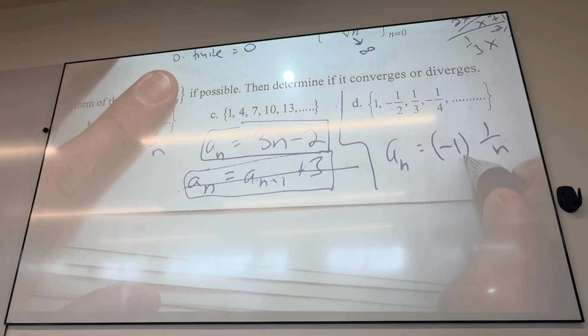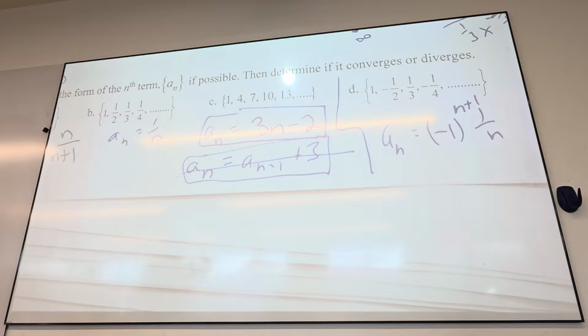Okay, does everybody see that? Whenever you see the signs change, you're going to have a negative 1 to the n, or a negative 1 to the n plus 1, or n minus 1. It's up to you. That's the alternating sequence piece that makes it do that.